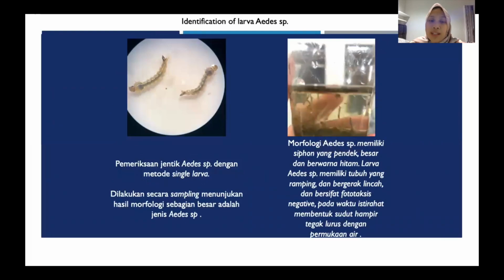We identified the larva by the single larva method. This is the larva that we found under the microscope. This method has shown us the morphology, and this is the morphology of the Aedes aegypti that we found. It has a short stripe and a black one, and the larva has a phototaxis characteristic and many more.